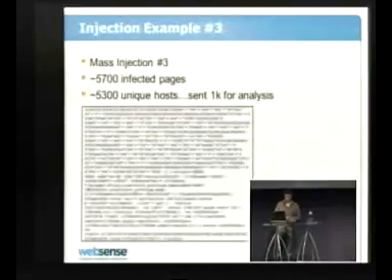So injection example number 3. This particular website that I'm showing right here, again, had about 5,000 infected pages. It had about 5,300 unique hosts. It's very common when a site's compromised that they're not just going to compromise the main page. They're going to compromise the majority of index.html, index.php, whatever it might be, some of the main pages in there. So that's why you'll actually get fewer unique hosts and more infected pages. So I sent in about 1,000 for analysis out of the 5,300.